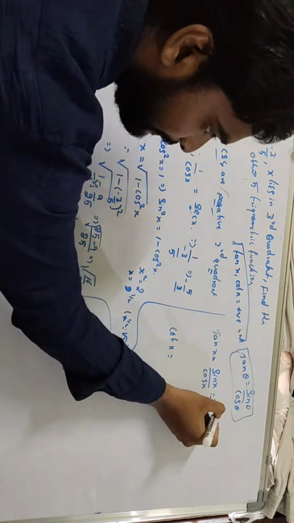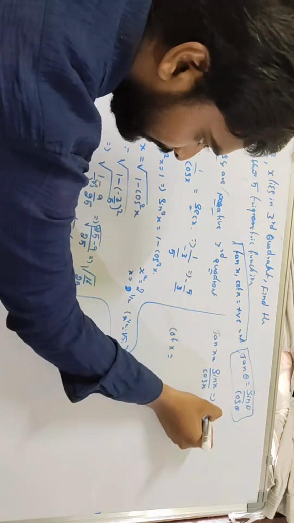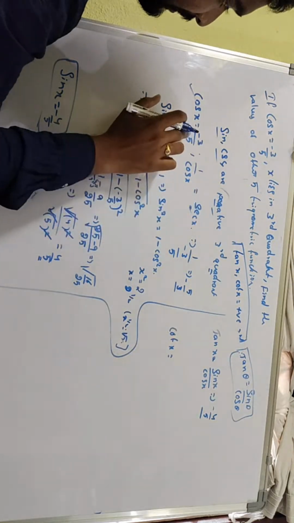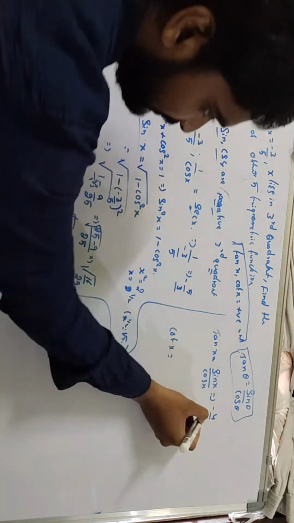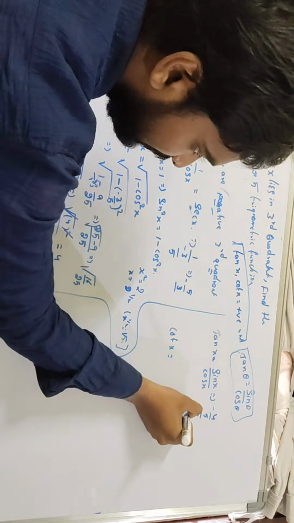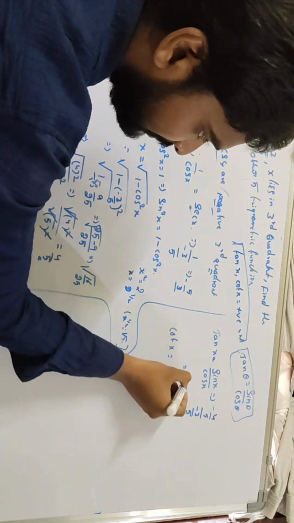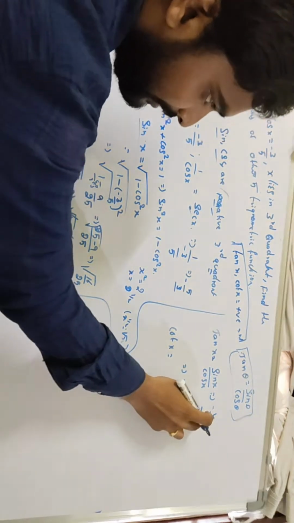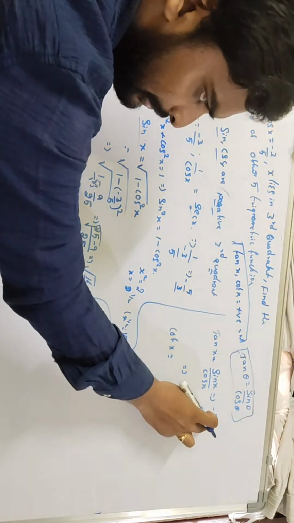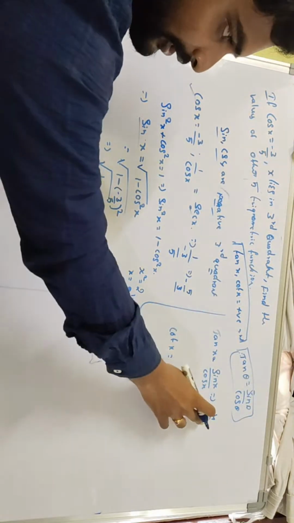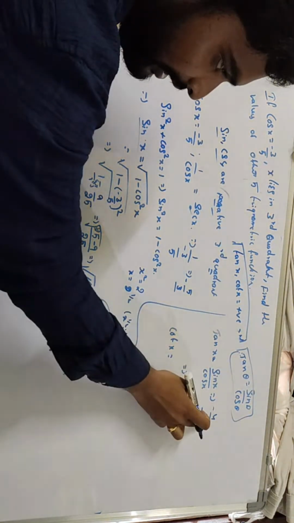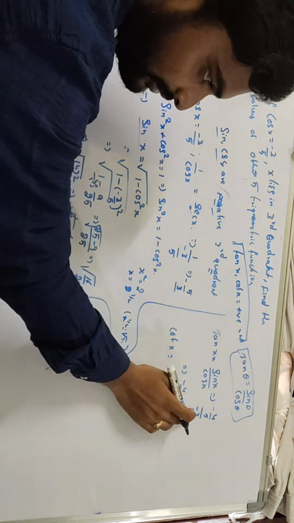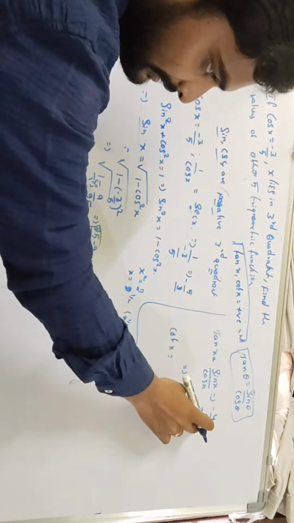Minus 4 by 5 is equal to minus 4 by 5 divided by cos x. What is the value of cos x here? Already given in the question, it is minus 3 by 5. So minus 4 by 5 divided by minus 3 by 5. In this case, two denominators are there, so it is not possible to solve it directly. Why? Because there are two denominators in this expression.